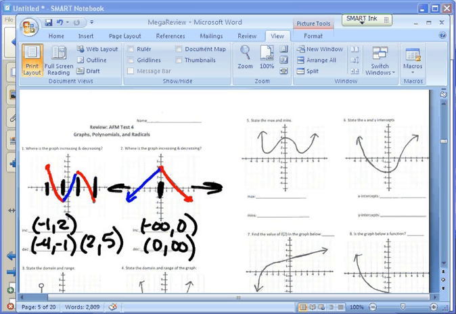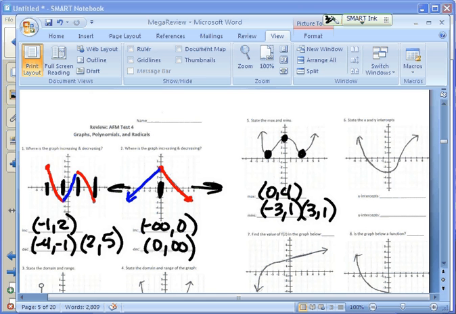Okay, now let's, just because it's up this way, we'll do 5 and 6 next. State the max and mins. Well, I see a minimum there and there. So the minimums would happen at (-3, 1) and (3, 1). The maximum is right here, and that is at the point (0, 4).